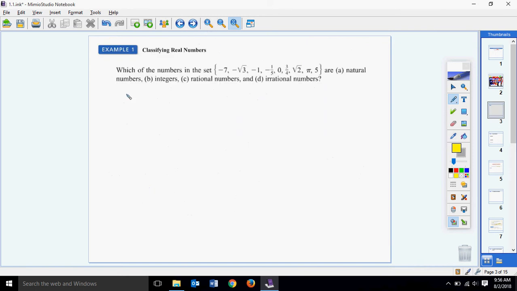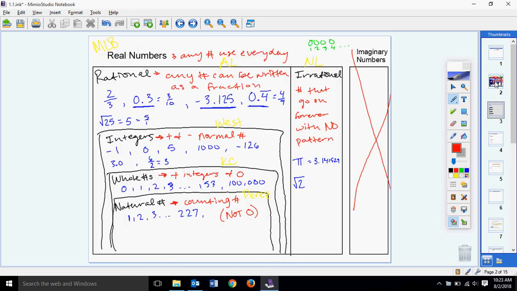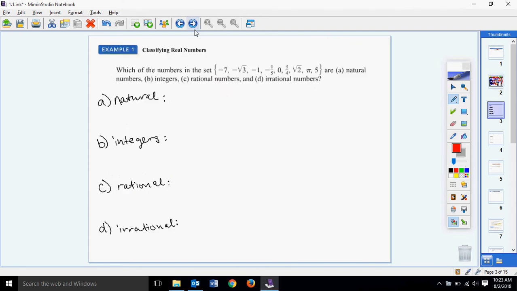All right, so classifying real numbers here. We need to decide what category these numbers go in. Now remember, they can go into more than one category, such as this number square root of 25. It's a rational number, but it's also an integer. It would also be a whole number, and it would also be a natural number. So let's start with the natural numbers. Remember, those are our counting numbers, so anything from 1 on up. So not -7, not negative square root of 3, not -1, or -1/5.